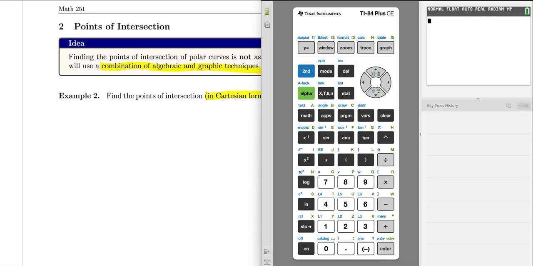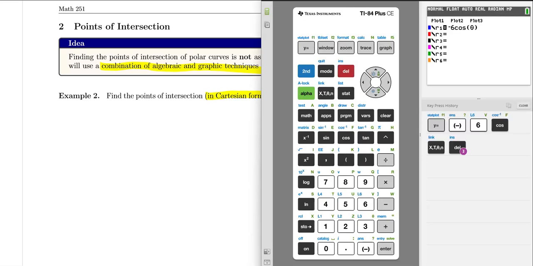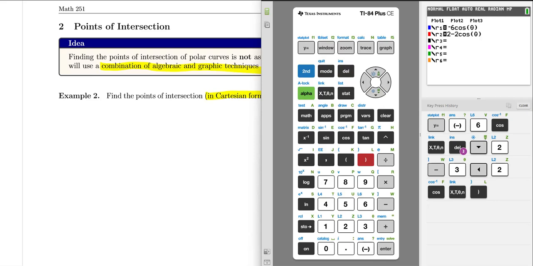Alright, so let's see. The first function was r equals negative 6 cosine theta. Now quick question, which shape is this one going to be? Well, we saw a couple of these examples in class last Tuesday, so you might get an inkling that this is going to be a circle, and you're right, this one will be a circle. Now the second function was r equals 2 minus 2 cosine theta. And what is the shape of this one? Well, as it turns out, this one is going to be a cardioid. And I believe we saw one in the previous section.